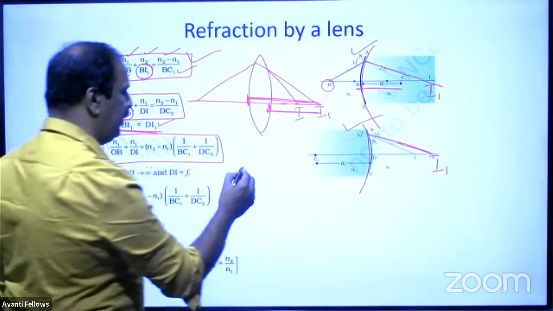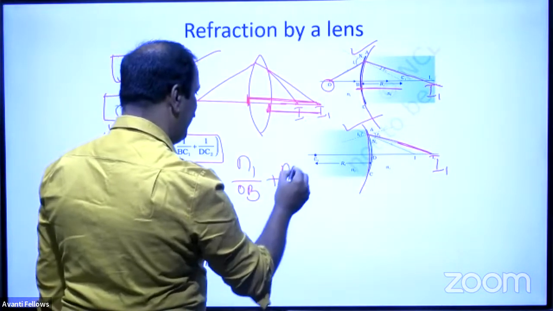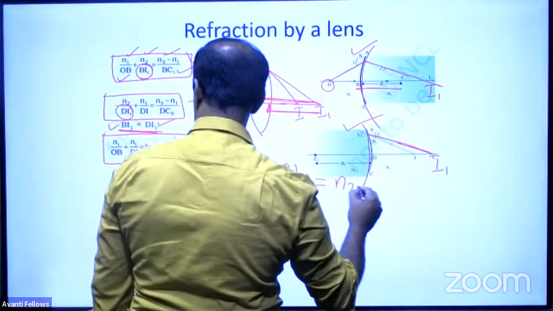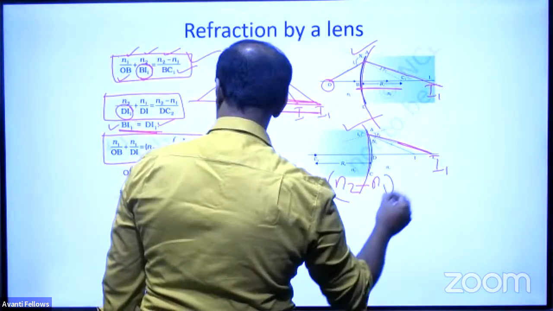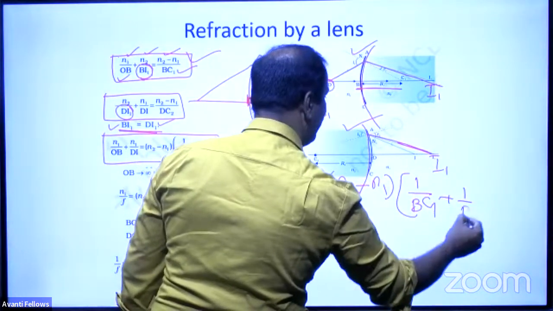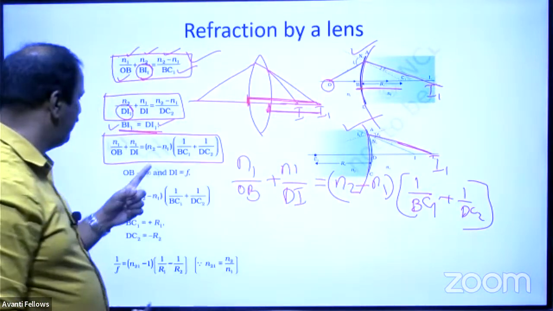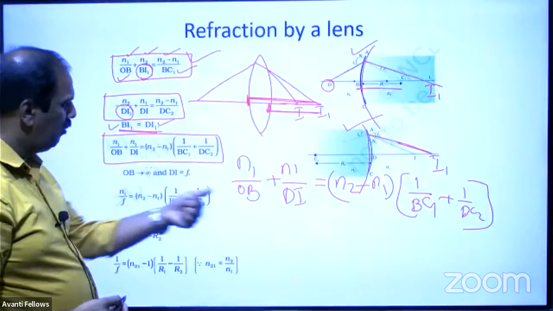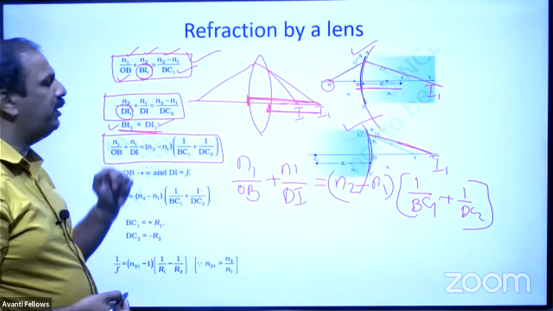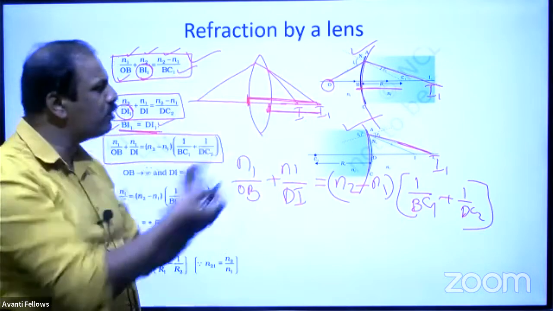That I will write a little bit bigger. N1 by OB plus N1 by DI is equal to N2 minus N1 into 1 by BC1 plus 1 by DC2. Like this, you will get an equation. Now, to get this equation, you have to add these two along with that one. You have to consider BI1 is equal to DI1. Then only you will get it like this. Now you see, this is a general equation when you have two surfaces.